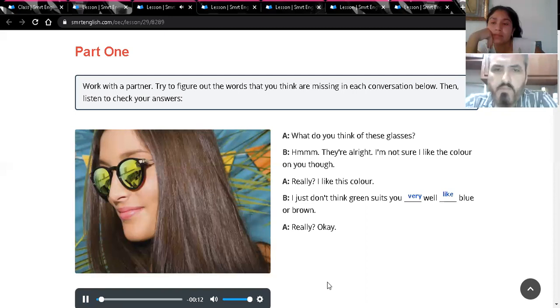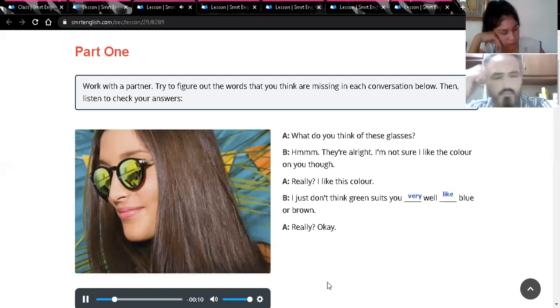What do you think of these glasses? They're all right. I'm not sure I like the color on you, though. Really? I like this color. I just don't think green suits you as well as blue or brown. Really? Okay.